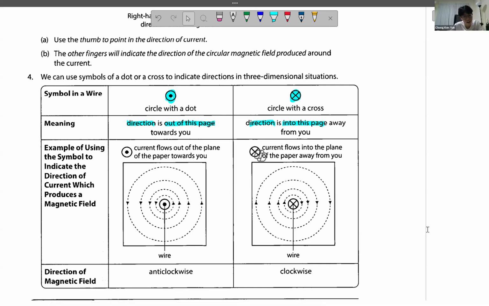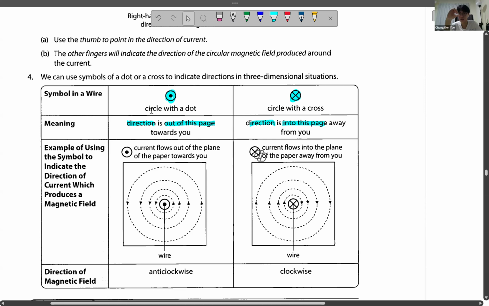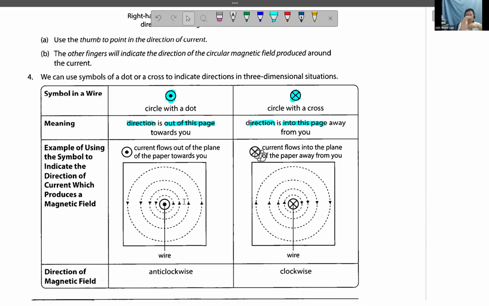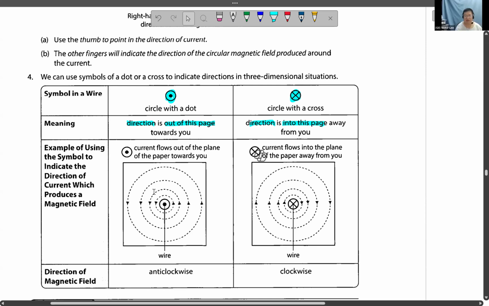Right hand grip rule. Thumb is current. How? Take your thumb and point it at your face. Point means out, the current coming out through the thumb to you. So is my finger clockwise or anti-clockwise now? Anti-clockwise. So when the thumb shows the current coming out, the magnetic field is anti-clockwise.